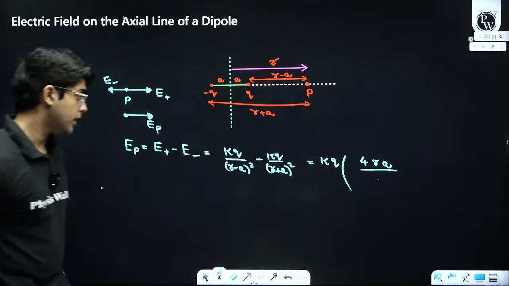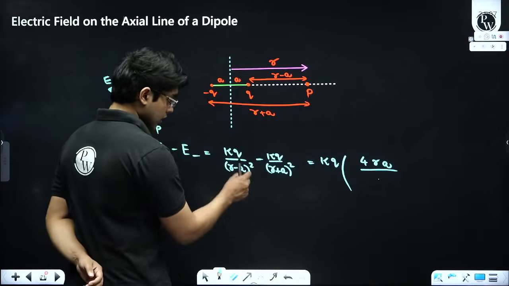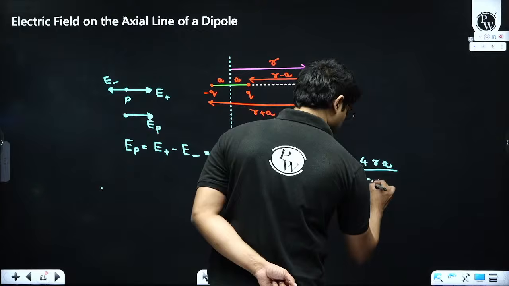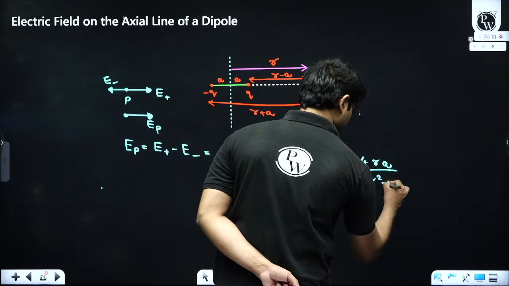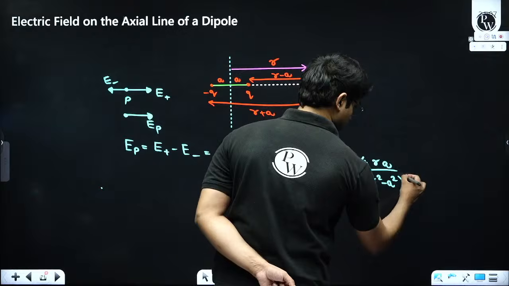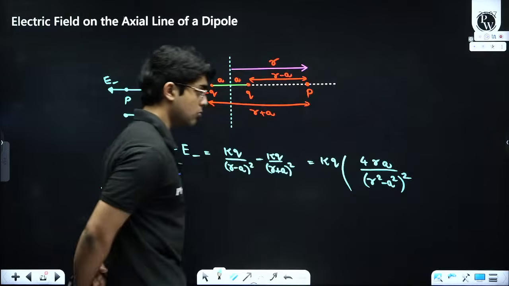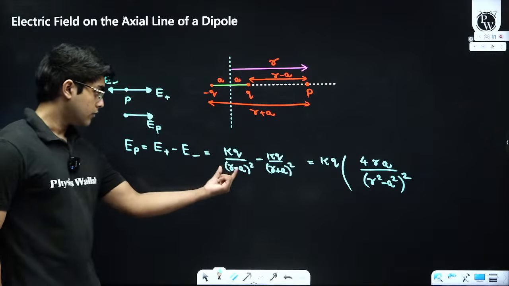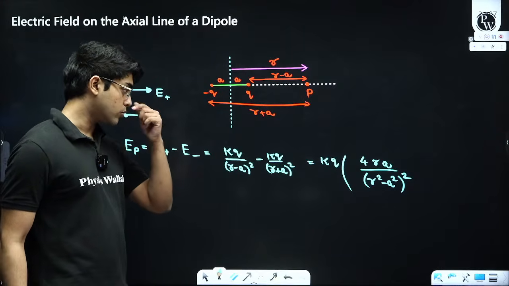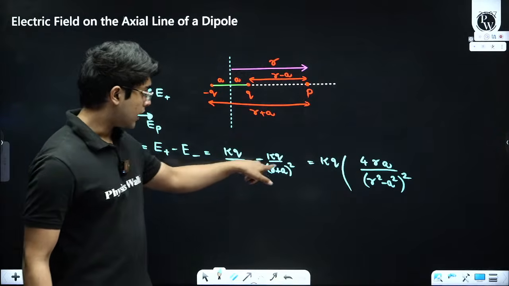And in the denominator you will have R minus A into R plus A, that is R square minus A square. A plus B into A minus B is A square minus B square, and on the outside we have another square, right? So R minus A into R plus A is R square minus A square, and on the outside we have a square.